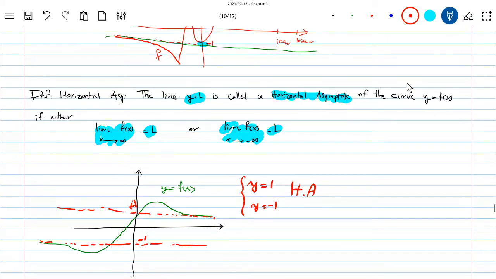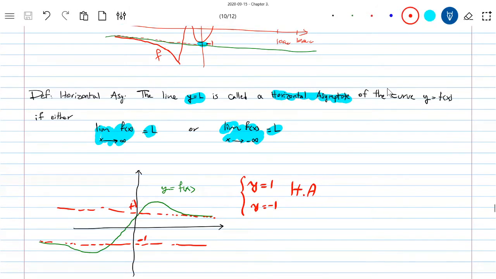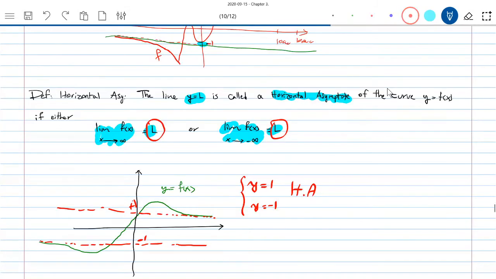You only look at the end behavior to figure out the horizontal asymptote. So you calculate the two limits, the limit at positive infinity and the limit at negative infinity. If the other side of the equality is a constant, this L, then you would have a horizontal asymptote. If it's infinity, positive or negative, then you would not have any horizontal asymptote.